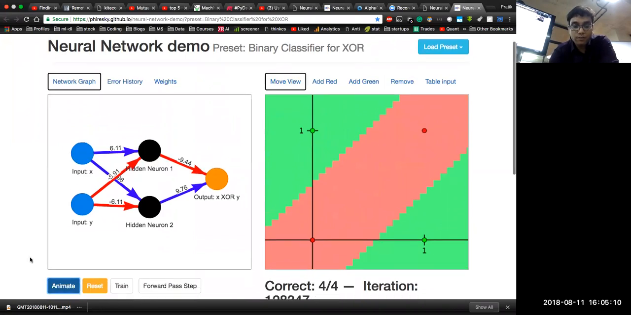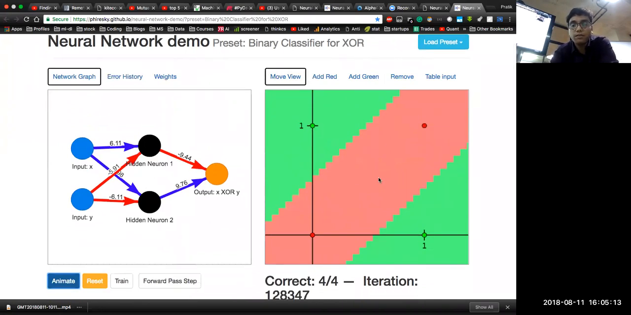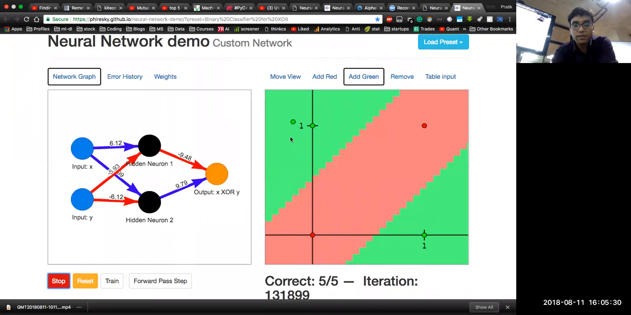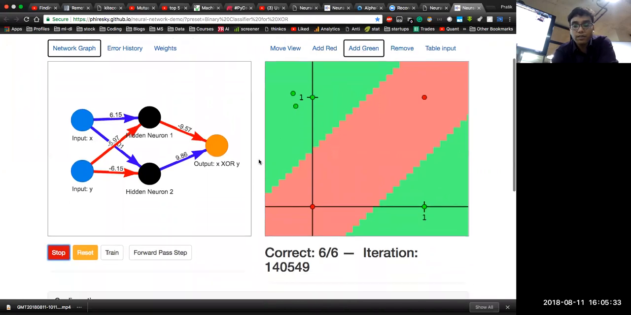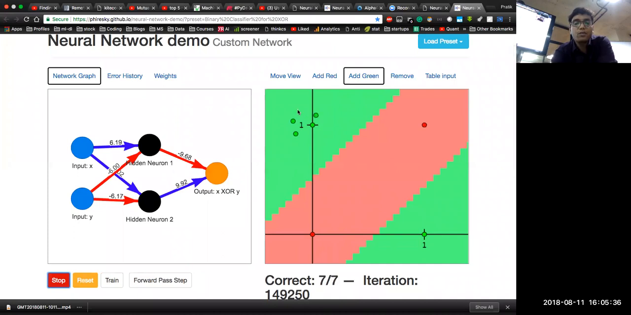Let's stop this. So now 1 1 over here, and reds are over here, and it has created successfully a boundary to do the classification or give the output. Now if I add more green over here, let's keep this running. If I add green over here, it's not going to change anything because the boundary is correct. But if I add it over here, it suddenly changes the whole decision boundary, and now it is able to create new weights and biases to map the same thing.